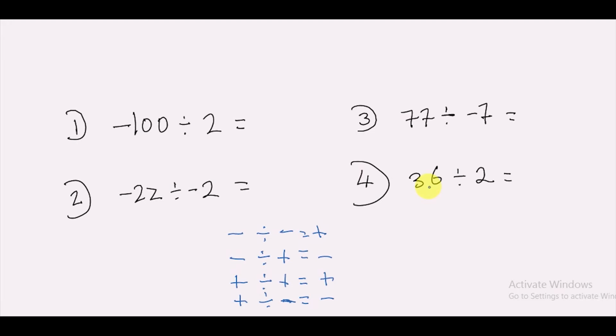Now the first question says minus 100 divided by 2. Remember, in mathematics, once a number is standing on its own, we assume that number has a positive sign. So we are going to assume that this 2 here has a positive sign.